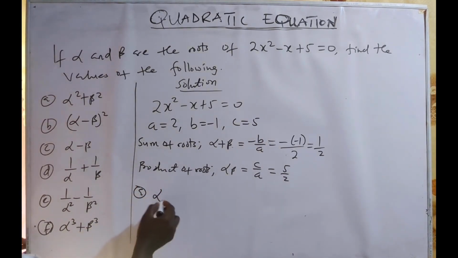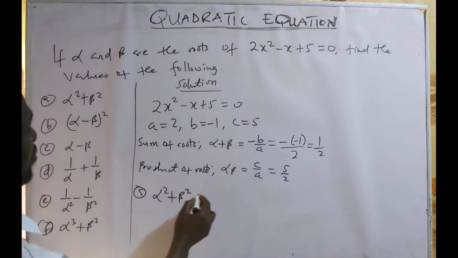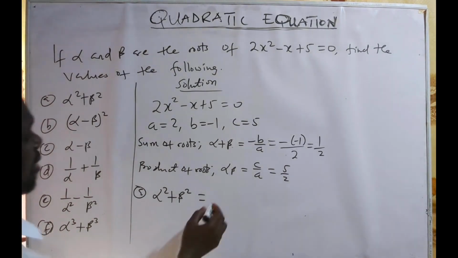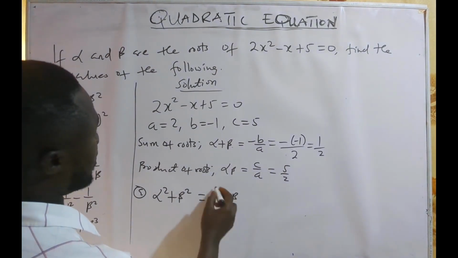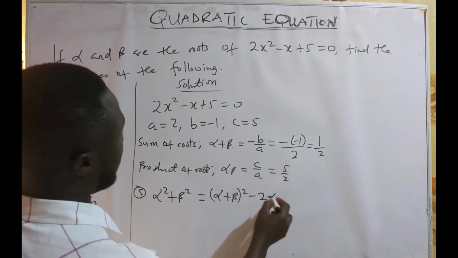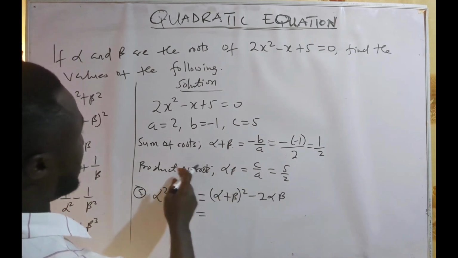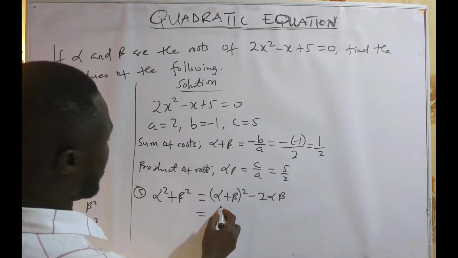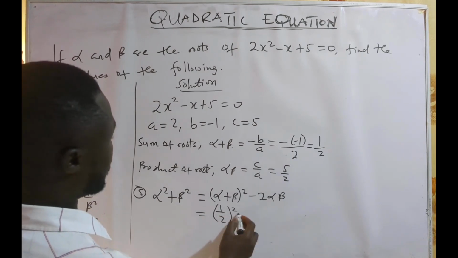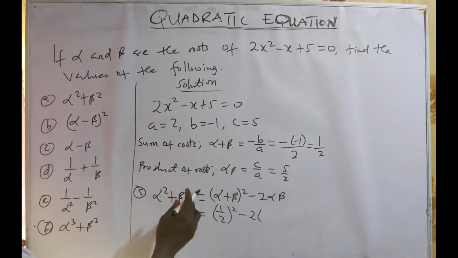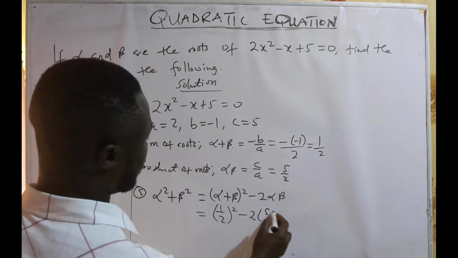We are finding the value of alpha square plus beta square. And what is alpha square plus beta square? That is alpha plus beta all square minus 2 alpha beta. Okay, so what is alpha plus beta? Alpha plus beta is 1 over 2. So 1 over 2 all square minus 2 alpha beta, which is 5 on 2.